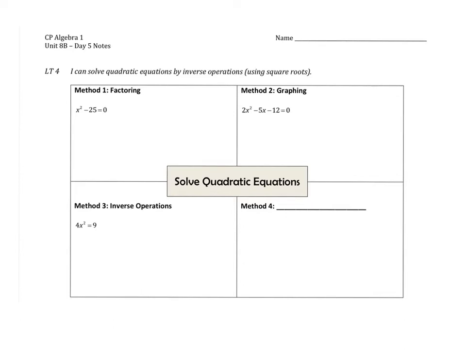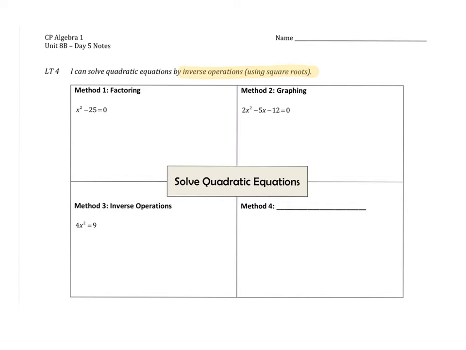Our learning target today is: I can solve quadratic equations by inverse operations, meaning we're going to use our square roots. As a warm-up, I would like you to solve using methods 1 and 2. Practice solving by factoring and practice solving by graphing. Pause the video to do that in your notes, and then unpause to check your solutions before I introduce inverse operations.